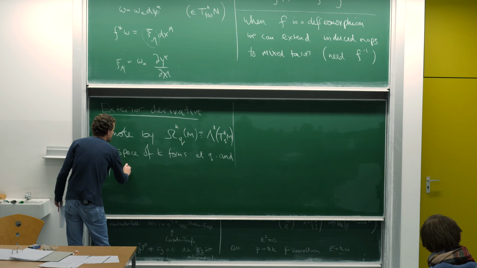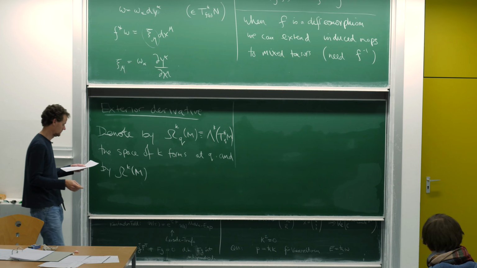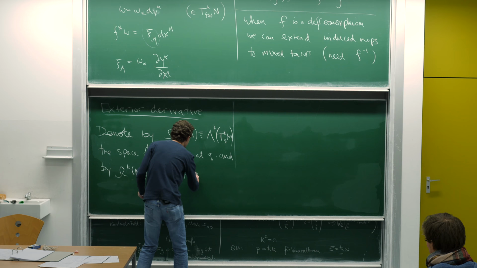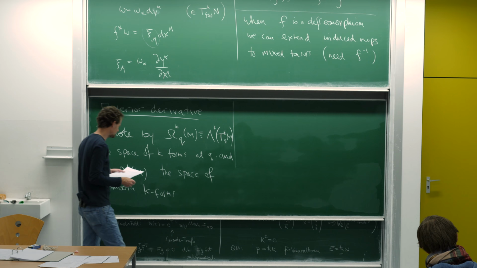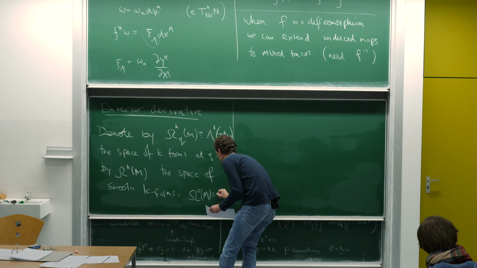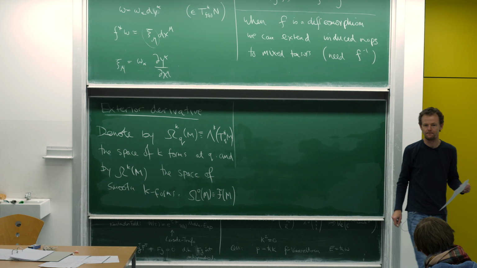And by just omega k of m, the space of smooth k forms. Well, the adjective smooth here is not required. And as I observed yesterday, omega m in that case is just f of m. And then we have ourselves a definition.